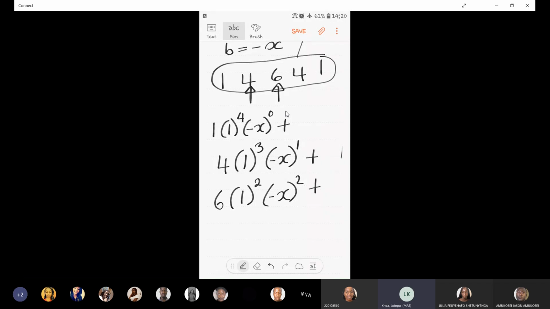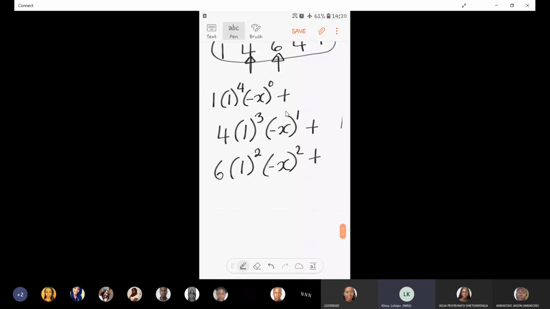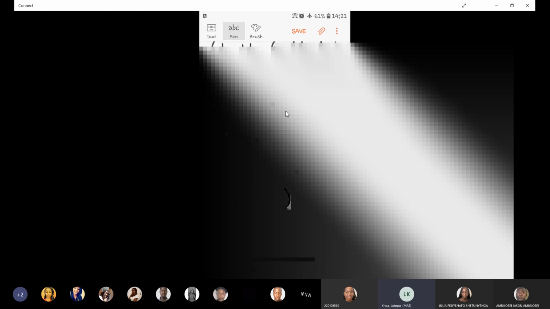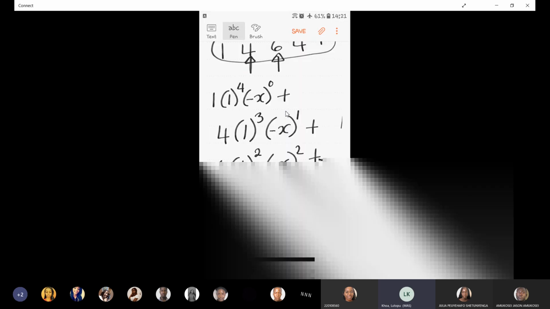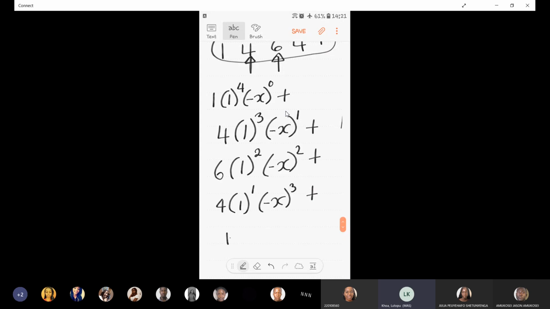And then the next coefficient is 4. I have 1 to the power of 1 minus x to the power of 3. And then finally I have my last coefficient, which is 1. And then 1 to the power of 0 minus x to the power of 4.